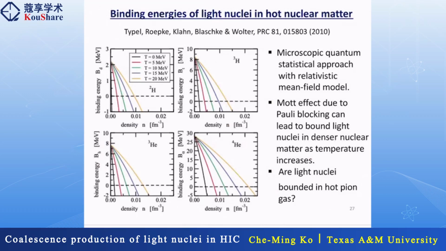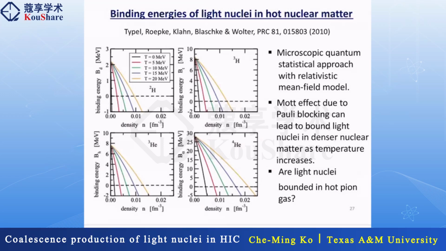So normally, in free space, the deuteron binding energy is 2 MeV, right? Now, if I look at 20 MeV, the deuteron can be bound up to something like 0.005 of normal density, nucleons per cubic fermi, right? So if you go to even higher temperature, you only have nuclear matter, then of course you can make a deuteron bound.